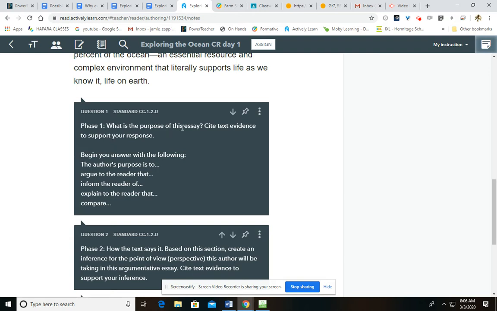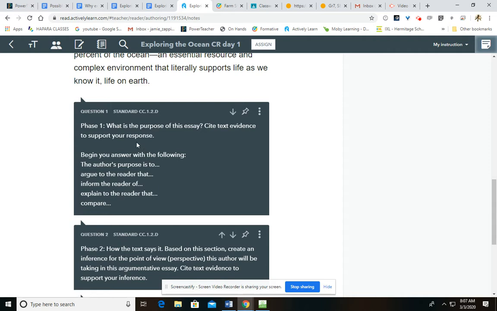So phase 1, what's the purpose of this essay? Cite text evidence to support your response. Normally we summarize in the first phase, but we've been doing such an excellent job in summarizing, and since we just read this piece yesterday as a whole, I figure we'll take a break from that today and look at author's purpose and how that relates to what the text is about.